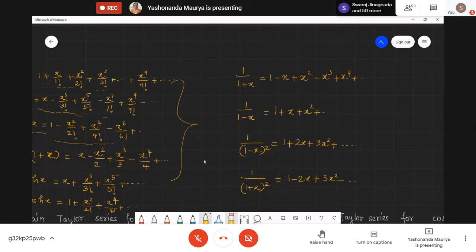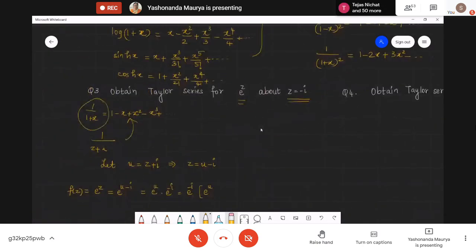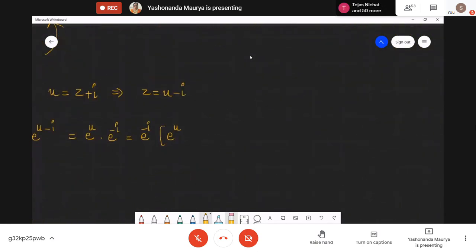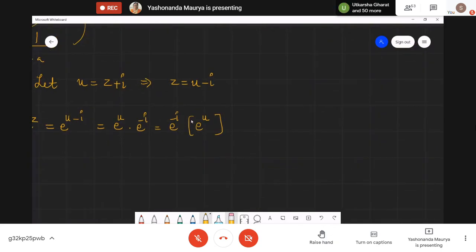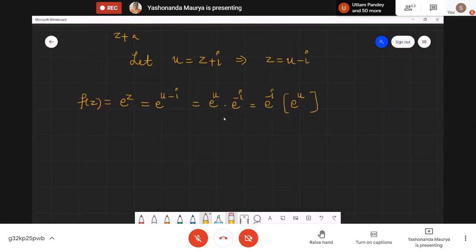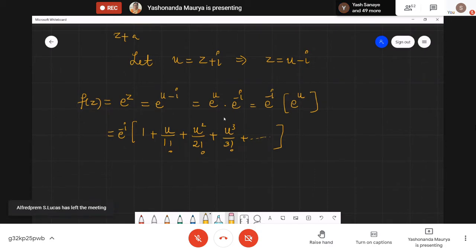Okay, so right now what we can do is we can use the expansion for e raised to u. So what will be the expansion for this e raised to u? It will be 1 plus u upon 1 factorial plus u square by 2 factorial and so on.